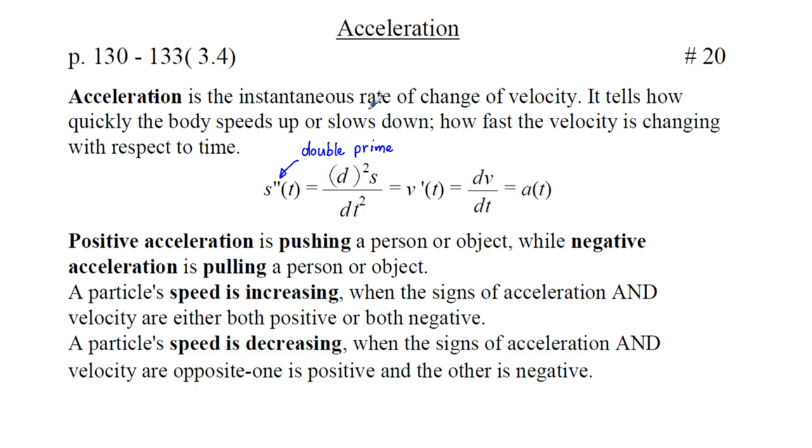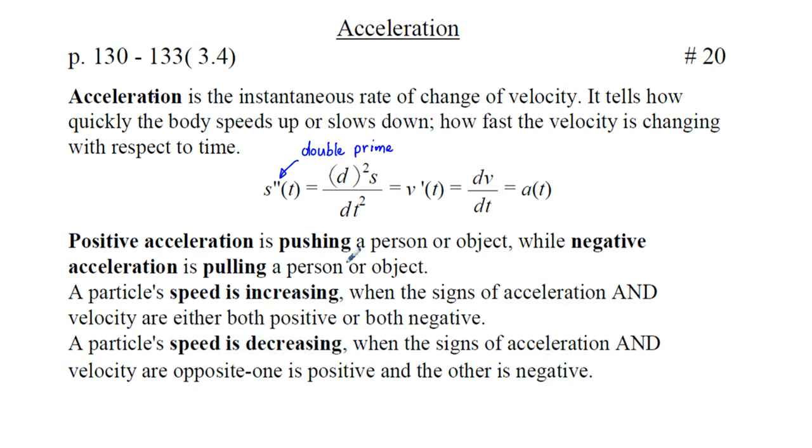Acceleration is the instantaneous rate of change of velocity. It tells how quickly the body speeds up or slows down, how fast velocity is changing with respect to time. And here we have a list of 5 different possible notations: s double prime of t, d squared s over dt squared, v prime of t, dv over dt, and finally a of t.